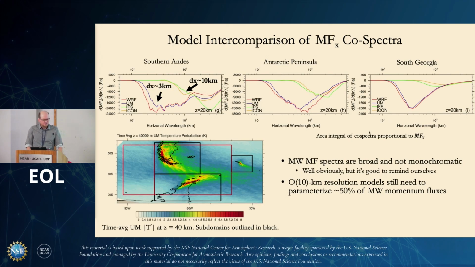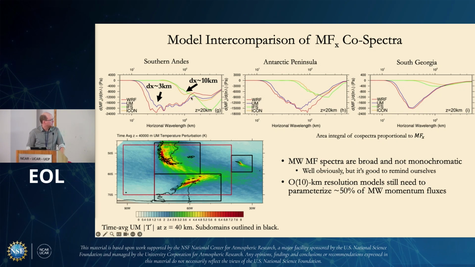So finally getting into some highlights of the science, here's a result of comparing the different models. Here I'm showing momentum flux cospectra over these 3 different subregions: the southern Andes, Antarctic Peninsula, and South Georgia. These spectra are plotted in a way that the area integral in the space plotted is proportional to the momentum flux. You see 2 groups of curves.